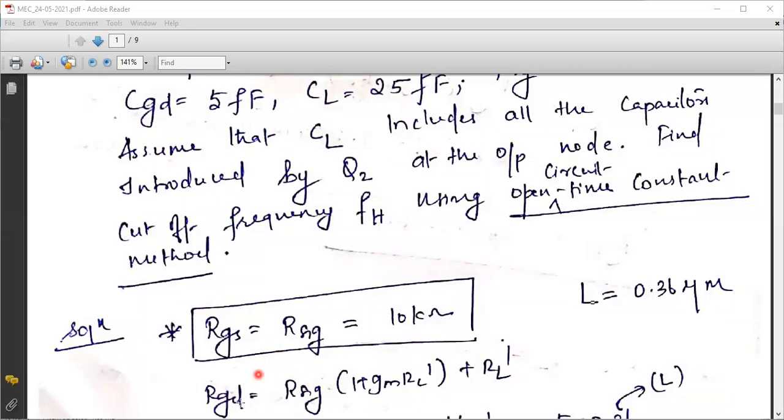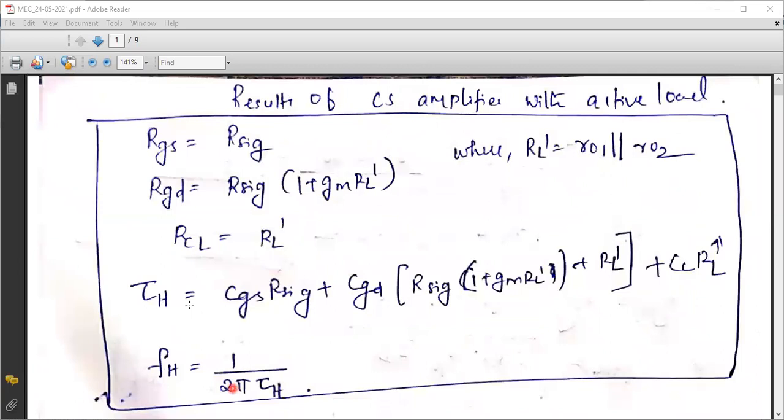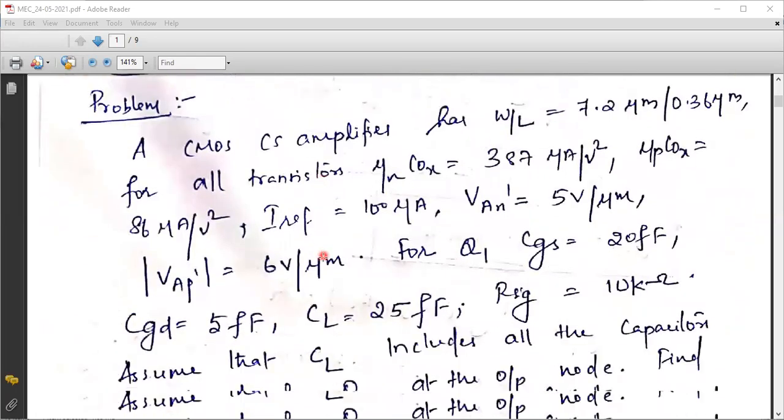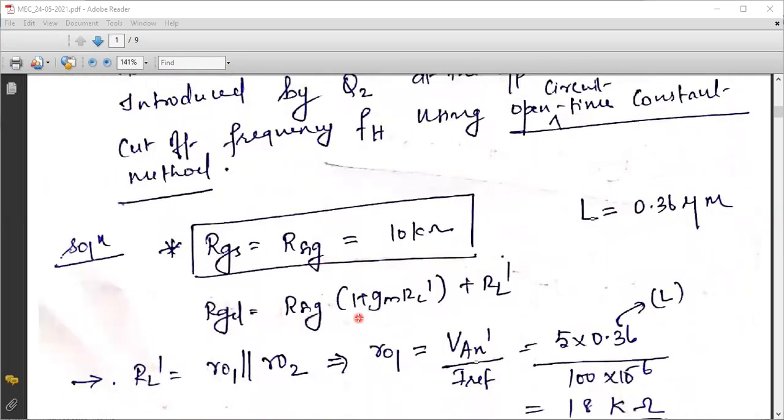Now after that, we will find RGD, right? Because we need to find three resistances across the three capacitances. You know the procedure of finding the open circuit time constant, right? We will consider one capacitance at a time, and we will look into that particular capacitance, and whatever resistance we are getting, that is being represented as RGS, RGD, and RCL. So next we need to find RGD. So write down the equation for RGD. RGD is equal to RGS into 1 plus gm RL dash, plus RL dash.